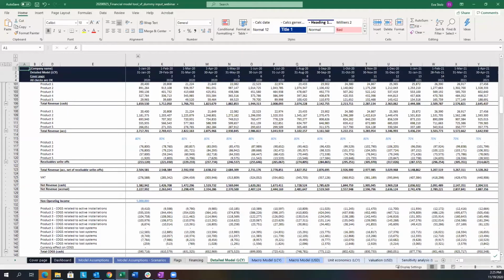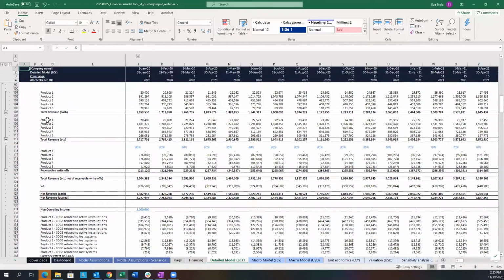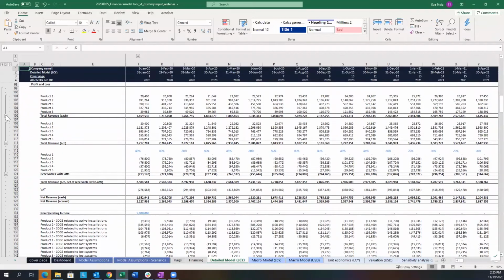And then with the cash view, the revenue only accounts for the cash that you will collect in a given period, and the cost of goods sold reflects the depreciation related to the products deployed in a given period. We really think it's relevant to have both views included. I'm going to show you an example later of what impact this has, for example, when it comes to taxes.